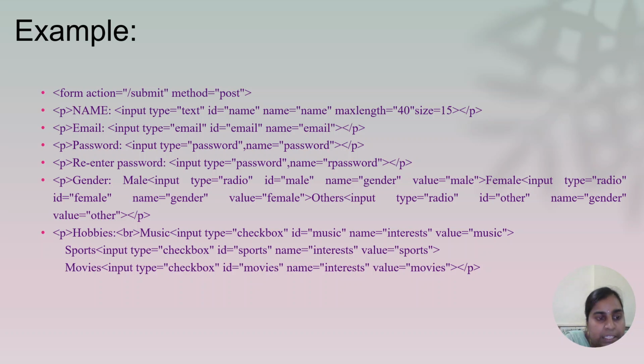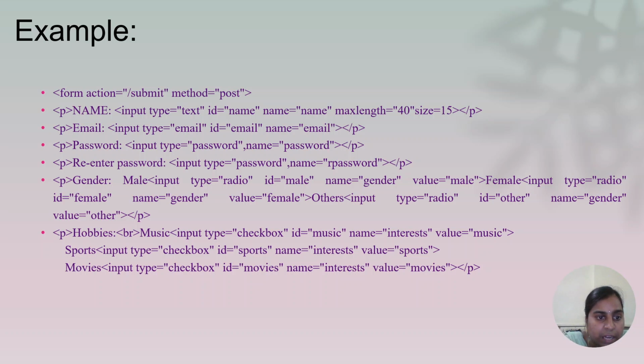But this password is not a text or email. Password must be hidden, so I just want to hide my password. So here I am taking the input type password, and the name password. So it will hide my password. Another paragraph tag is re-enter password. This is also another password field to confirm my password. And another label here is gender. So gender has 3 types.